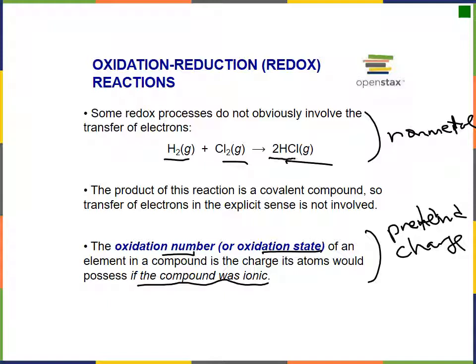So if HCl were ionic, the H would be a positive 1 and the chloride would be a minus 1, and we would say that the hydrogen is being oxidized and the chlorine is being reduced. Now, those are not real charges. That's not an ionic compound. So these are pretend charges, and we're going to assign these pretend charges and call them oxidation numbers or oxidation states.